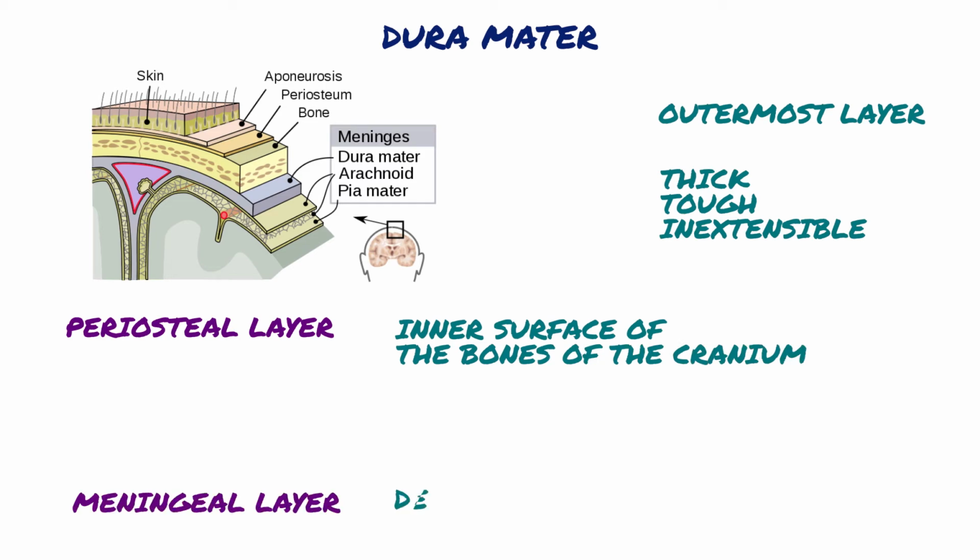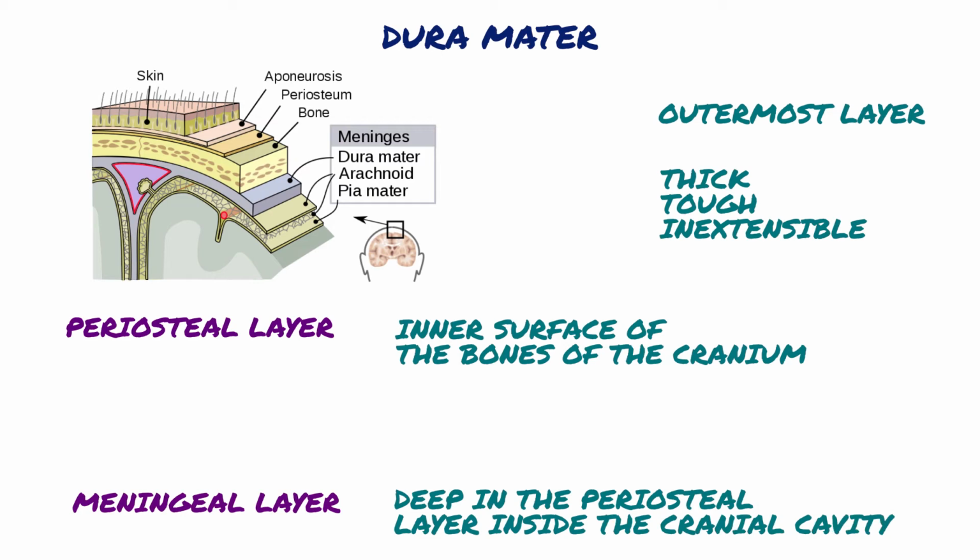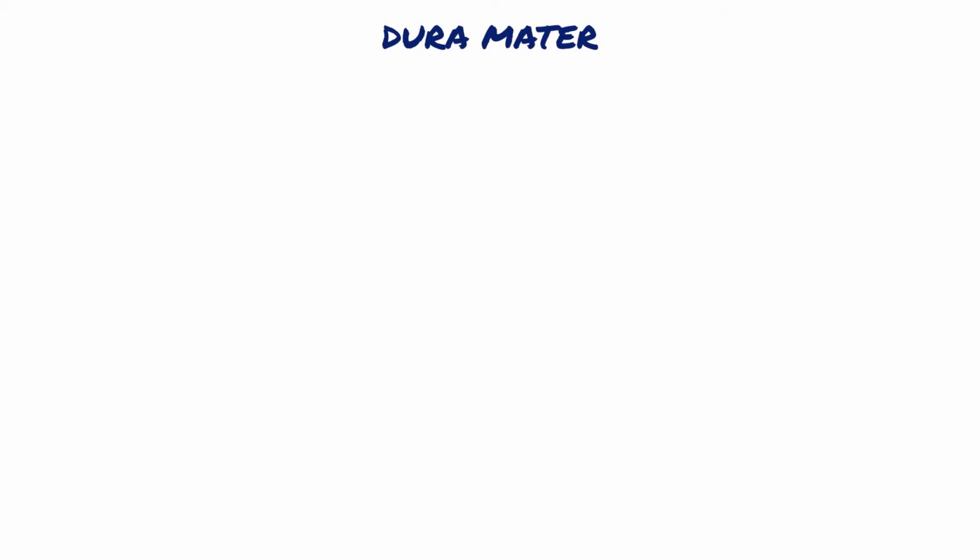Meningeal layer. Deep to the periosteal layer, inside the cranial cavity. It is the only layer present in the vertebral column. Between these 2 layers, the dural venous sinuses are located. They are responsible for the venous vasculature of the cranium, draining into the internal jugular veins.